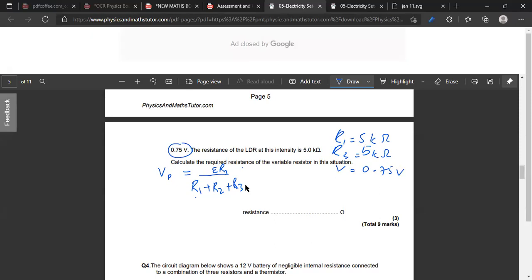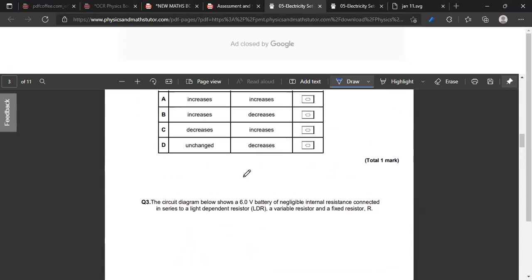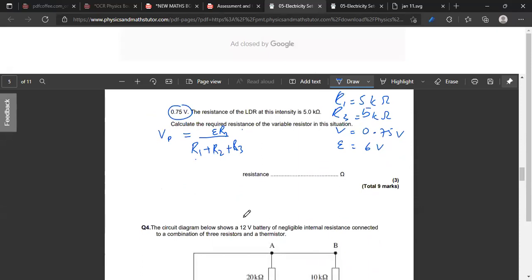And epsilon is, I think, a 6 volt battery. It's a 6 volt battery. So epsilon is 6, and all we need is R2. So we're just going to plug everything into the formula and then find R2.